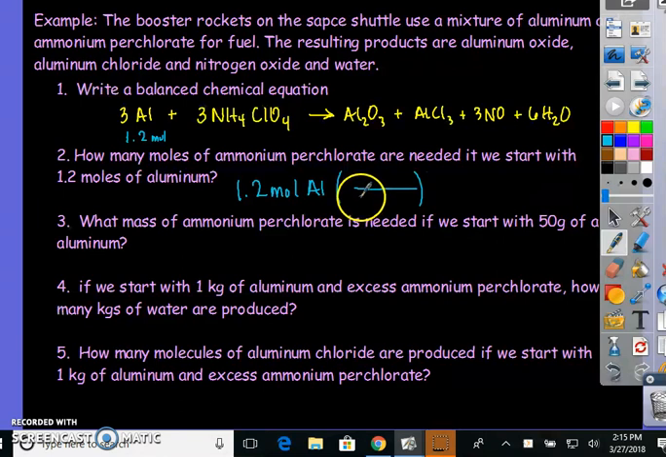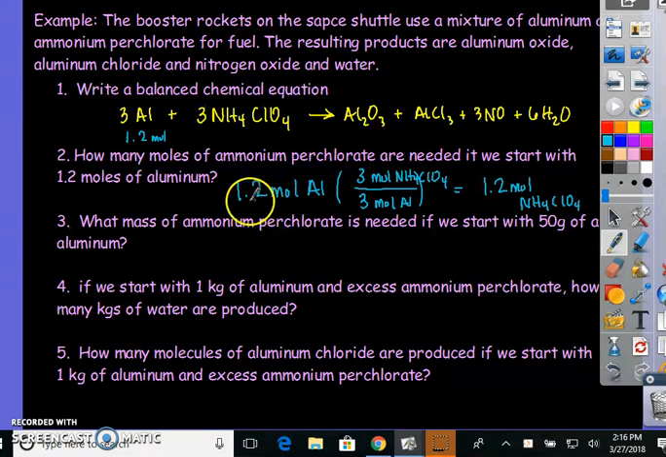So for every 3 moles of aluminum, because remember the coefficients now represent the numbers of moles of compound that we have reacting in both reactants and products. And I'm looking for ammonium perchlorate. So for every 3 moles of NH4ClO4, and of course this is a 3 to 3, so that simplifies to 1, so 1.2 moles of ammonium perchlorate. Okay, so can you see what I'm doing?